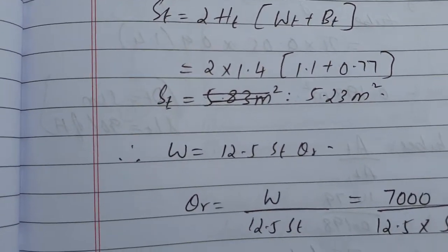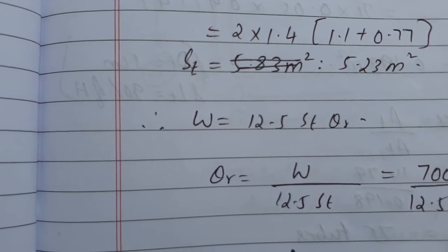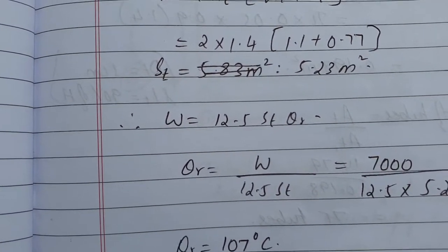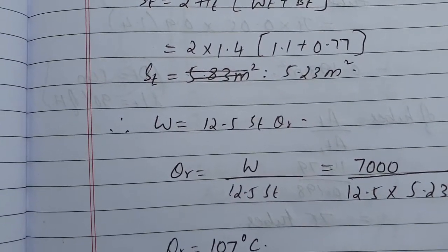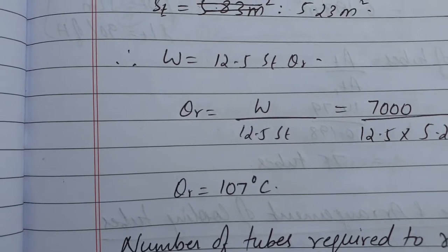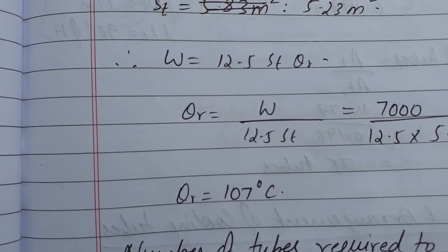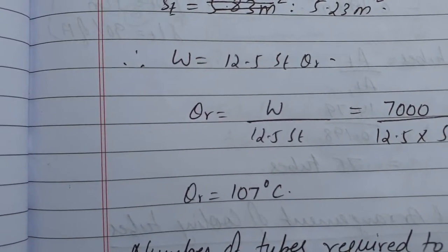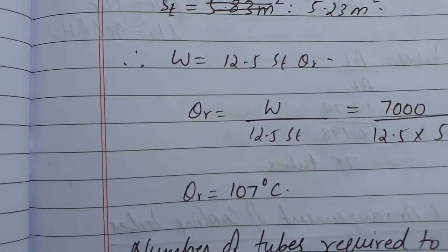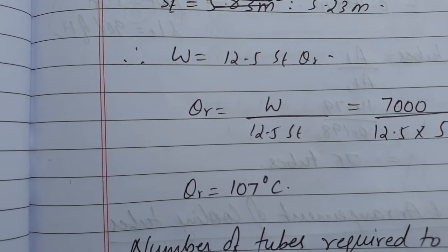Therefore, using the equation W is equal to 12.5 St theta R, we can calculate theta R value by substituting the values. We are going to get theta R is equal to 107 degrees Celsius. It means that without using cooling tubes, the temperature attained by a transformer is 107 degrees Celsius.